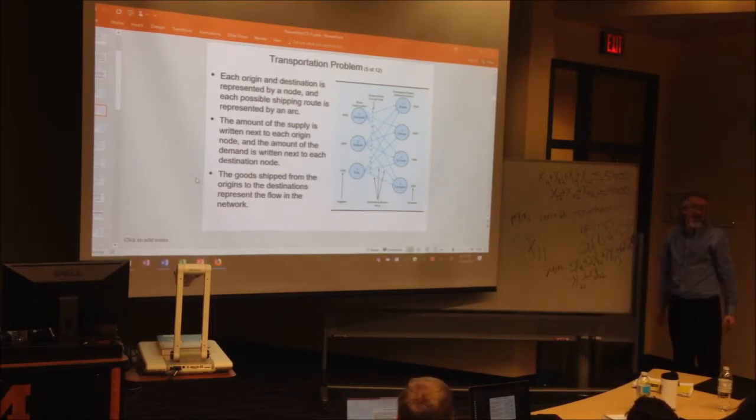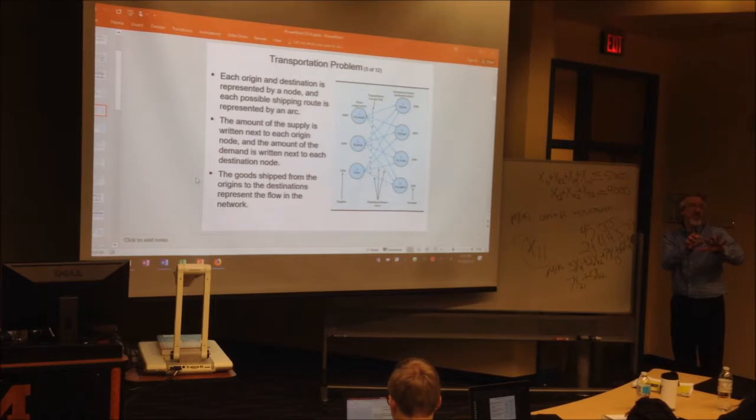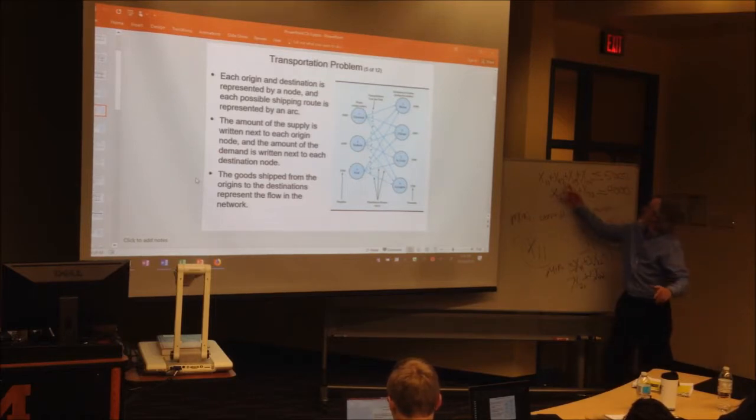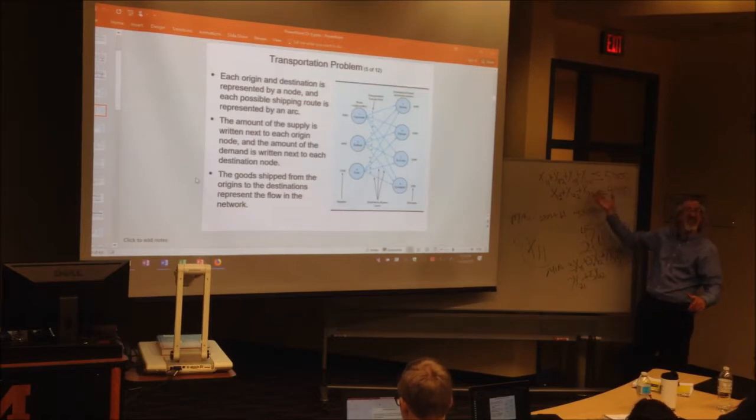That's kind of a good way to check yourself, is have that little rule down. If it's a supply constraint, the first number of the variable is always the same: 1,1, 1,2, 1,3, 1,4, 1,1, 1. And if it's a demand, the second number is the same.